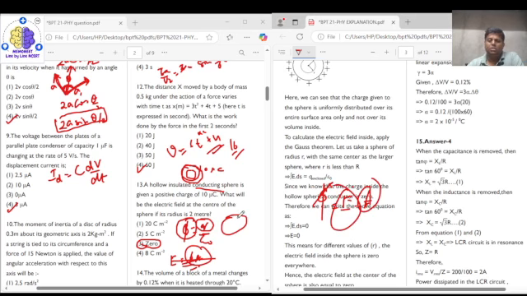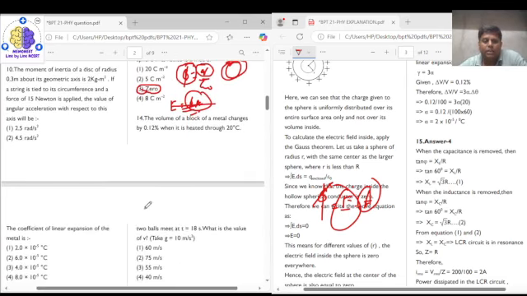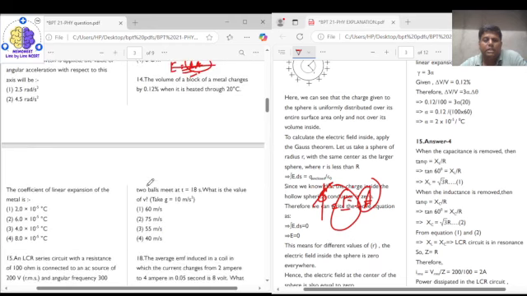Simply use the Gauss theorem, the amount of charge enclosed within the Gaussian surface. Because all the charge is on the surface of the conducting sphere, there is no charge inside the sphere, therefore the electric field will also be 0 there. So the correct answer for question number 13 is option 3, that is 0. Coming to question number 14.